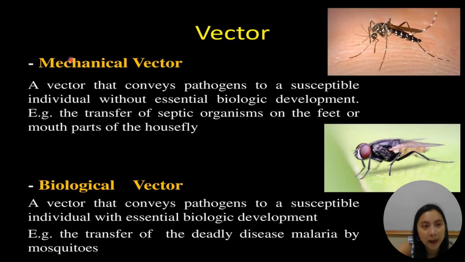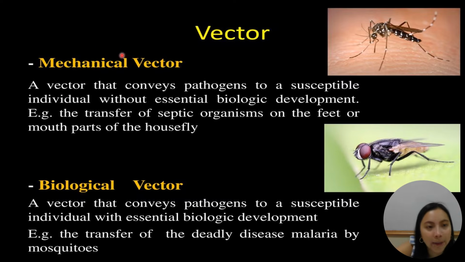And next would be the mechanical or phoretic vector. Phoretic, that's mechanical or phoretic vector. This is the type of vector that transports only the parasite. An example would be what? Flies or cockroaches that feed on fecal matter, and they may carry enteric organisms and transfer these to our food. And this could be eaten by humans.